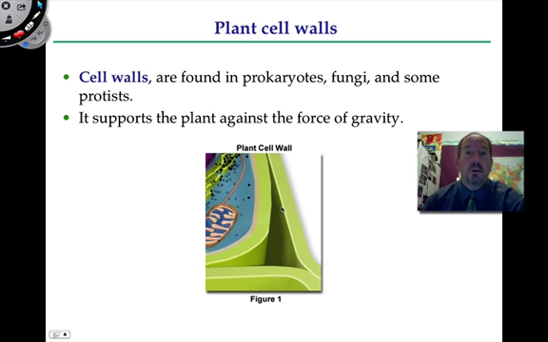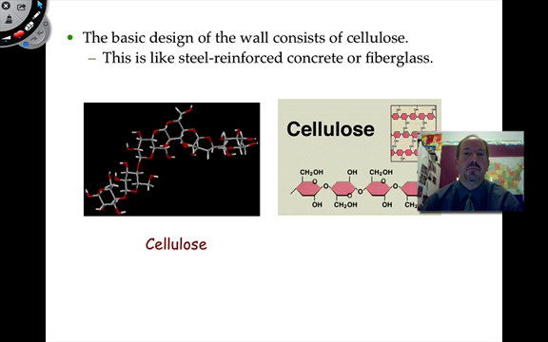It provides support. The fact that wood is very strong and we can sit on it or build houses out of it is because wood is made up of plant cells that have very strong cell walls. And what makes it so strong? It's made up of this polysaccharide, as you may remember, called cellulose.